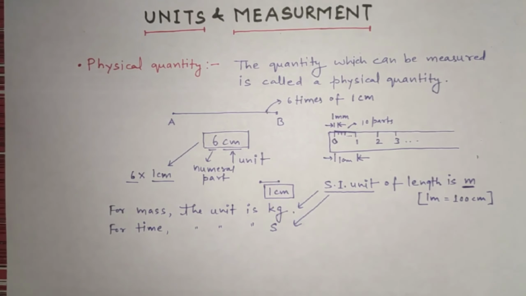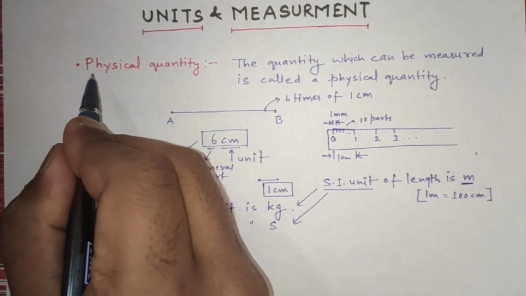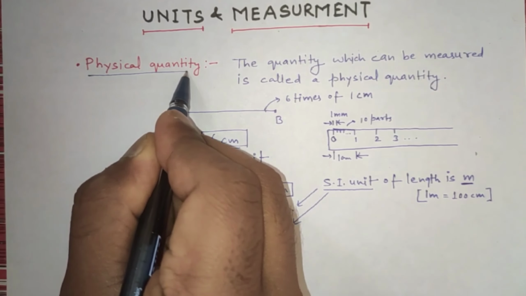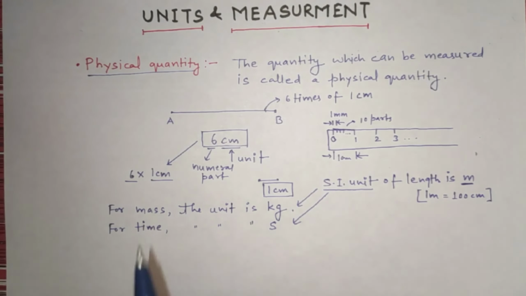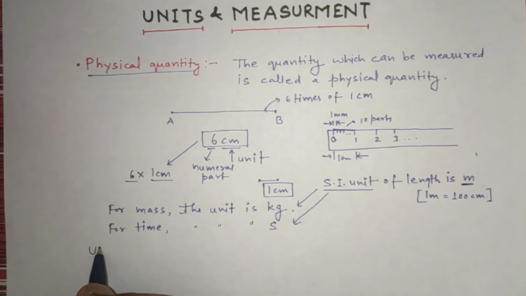Okay, now let us come to the term physical quantity. This is also further categorized as fundamental physical quantities and derived physical quantities. So the units associated with the fundamental physical quantities are called fundamental units or base units, and the units associated with the derived physical quantities are called derived units. So let us first define what is a unit.